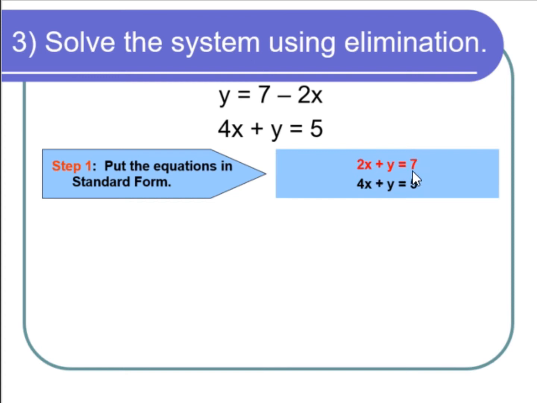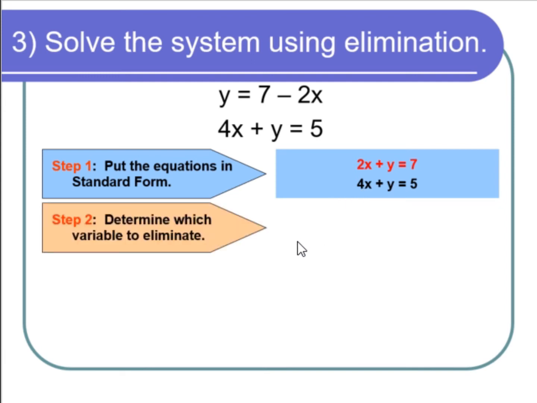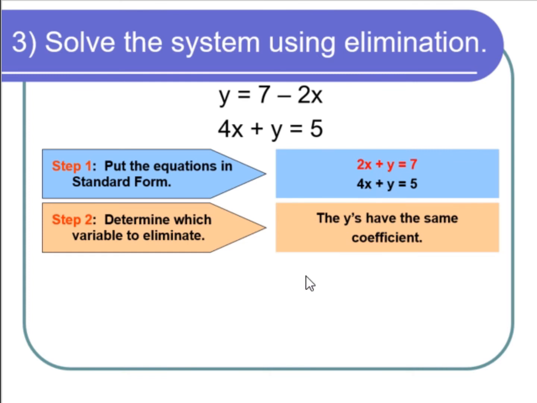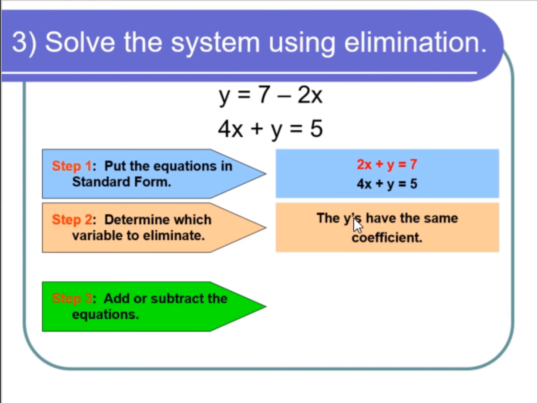This time, it's already in standard form. Our equation 2 is already in standard form. That is 4x plus y is equal to 5. We just copy. Second step is we determine which variable we should eliminate. The y's have the same coefficient. The coefficient of y is both positive 1. So, the third step is we use subtraction to eliminate the variable y.